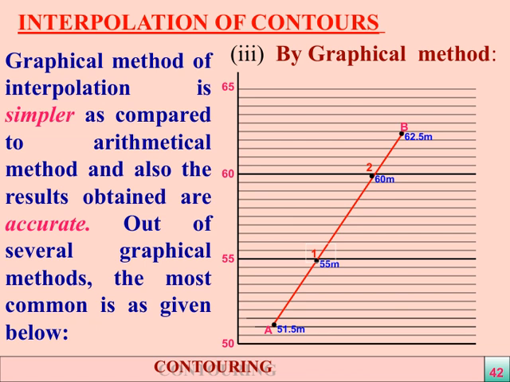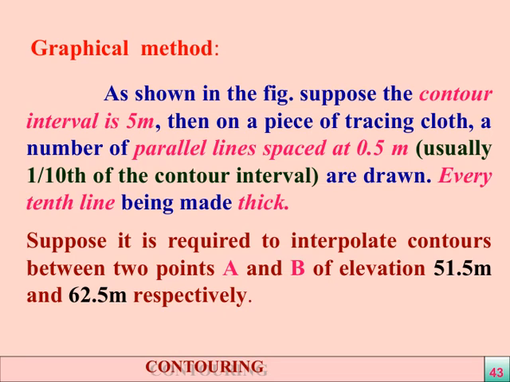So, in essence, the graphical method simplifies the process of contour interpolation by relying on visual estimation rather than complex calculations. It's a practical tool that helps us accurately represent elevation changes, which is crucial for effective contouring in surveying and mapping projects. As shown in the figure, let's assume the contour interval is 5 meters.